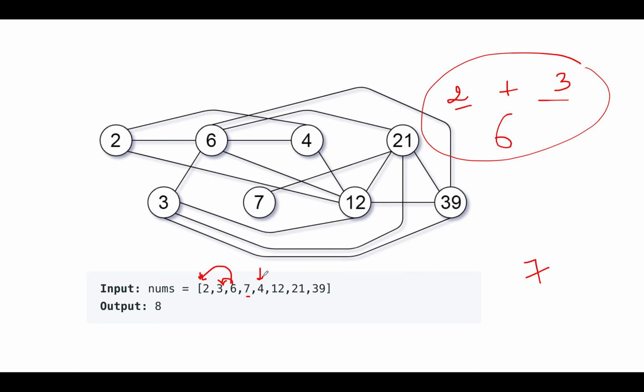Let's proceed ahead. We have 4. Is 4 connected with 2, 3, 6?